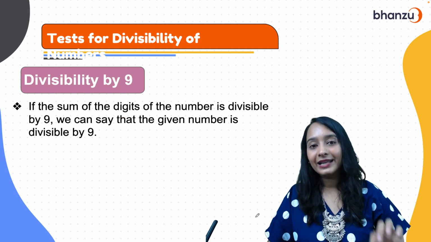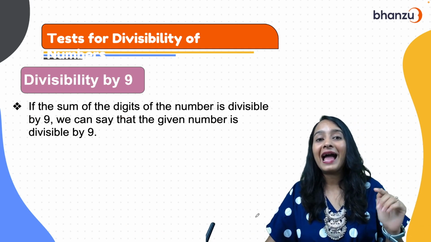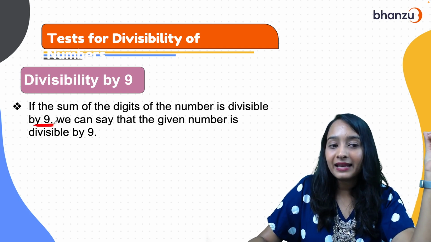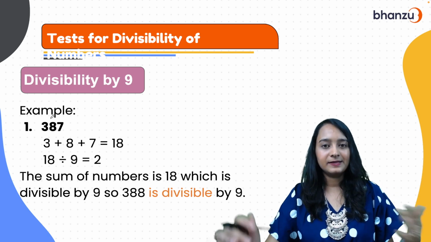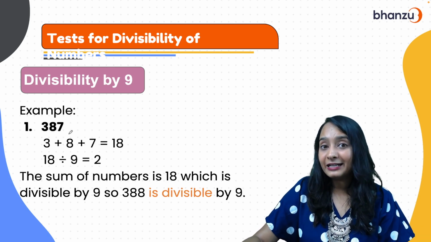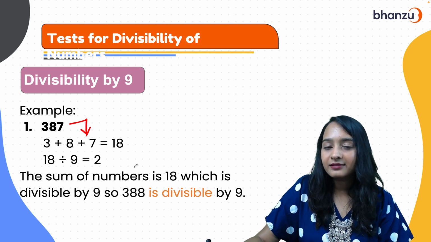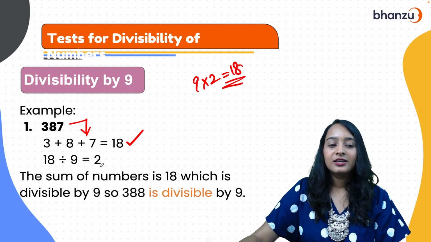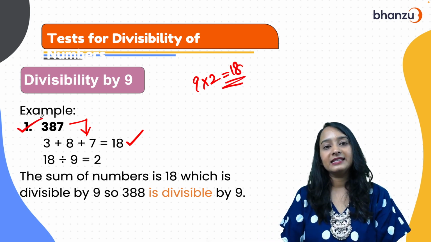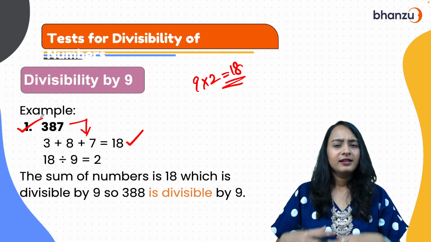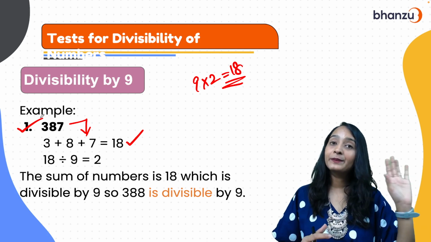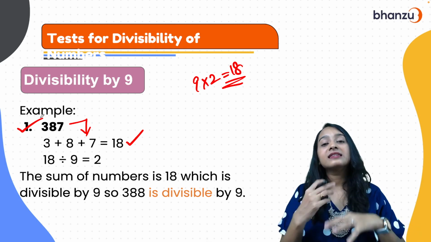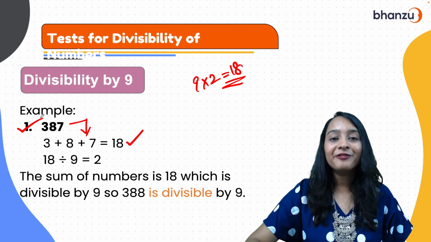And then comes the number 9, which has a similar divisibility rule as the number 3. Now here, if the sum of the digits of the number is divisible by 9, then the entire number is divisible by 9. 3, 8, 7. So 3 plus 8 plus 7 is 18. Is 18 divisible by 9? Yes. 9 into 2 is giving you 18. So the entire number 387 is divisible by 9. Same as we do it for 3. But for 3, the sum of the digits should be a multiple of 3. Here, the sum of the digits has to be a multiple of 9.